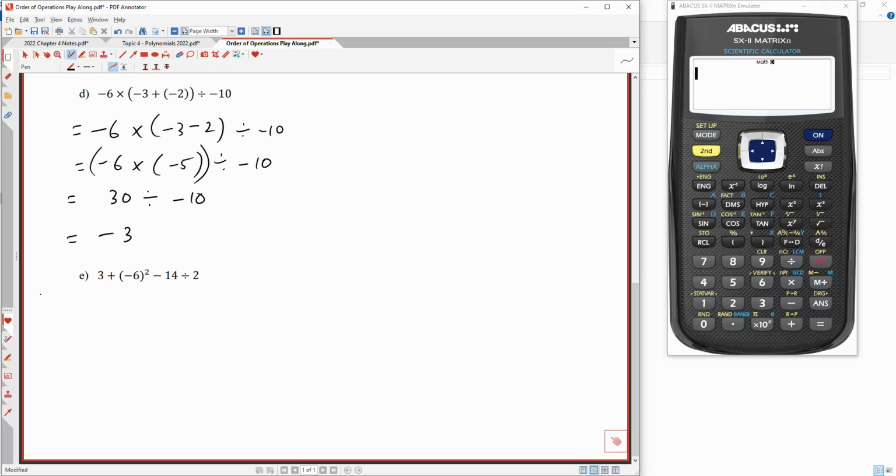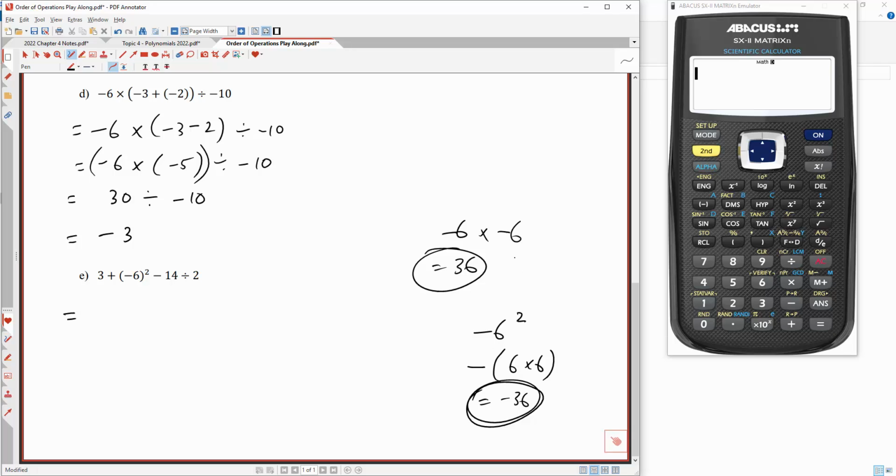The final question is this one here, and it's got an index in it. Alright, but no dramas, let's just go for it on that one. So it's 3 plus negative 6 all squared, take away 14 divided by 2. Okay, so pause the video now. Alright, so what we'll do is evaluate the index first of all. So this is negative 6 squared, which means it's negative 6 times negative 6, which is 36. Now remember, that's different from negative 6 squared written without brackets. If it's written like that, that means it's the negative of 6 times 6, which is actually negative 36.